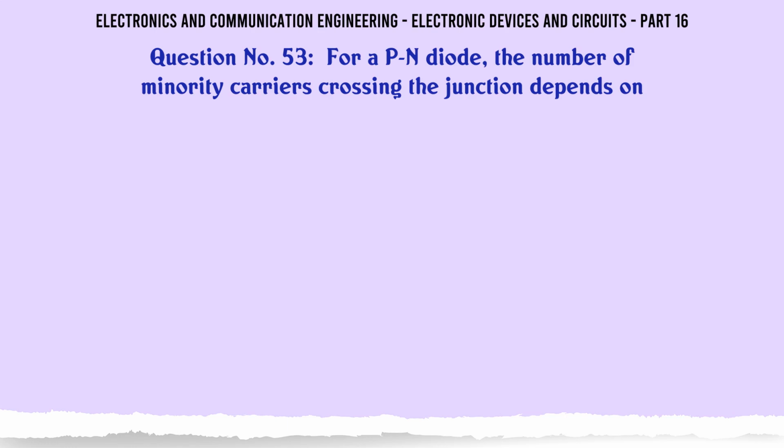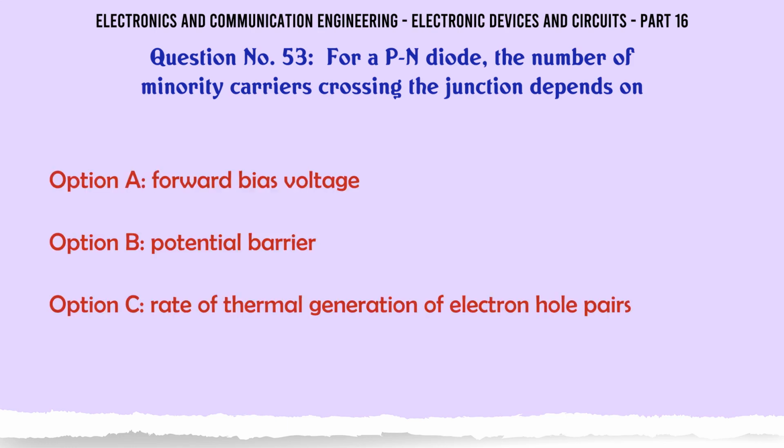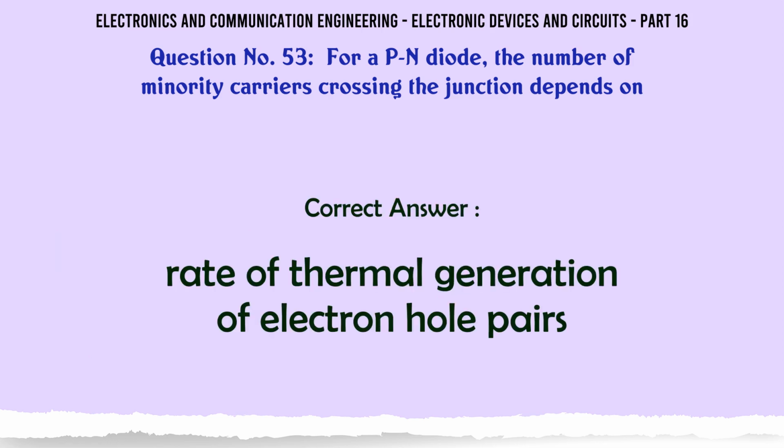For a p-n diode, the number of minority carriers crossing the junction depends on A. forward bias voltage, B. potential barrier, C. rate of thermal generation of electron-hole pairs, D. none of the above. The correct answer is rate of thermal generation of electron-hole pairs.